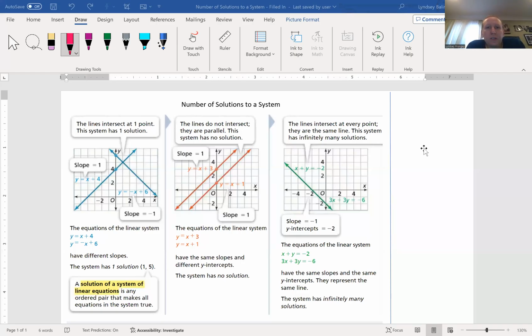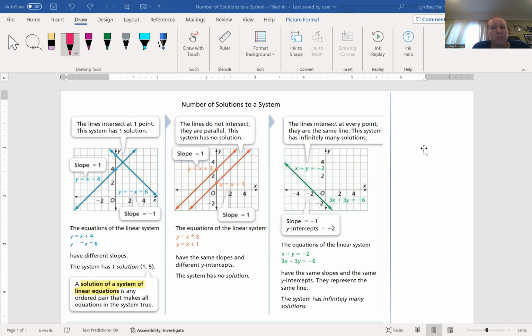Okay, so this video is about finding the number of solutions to a system. And to do that, we're going to start by looking at some graphs. Although technically, really the next video is solving by graphing, but we need to kind of look at the graphs to understand what's happening here.